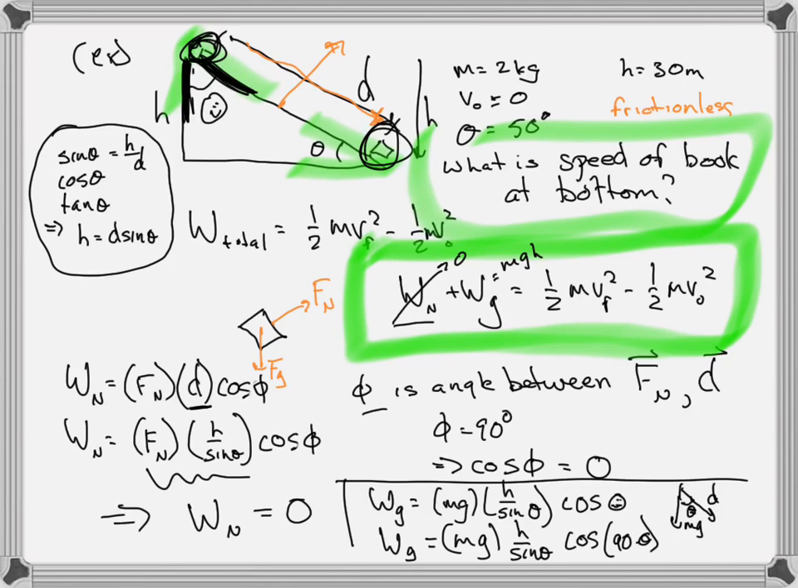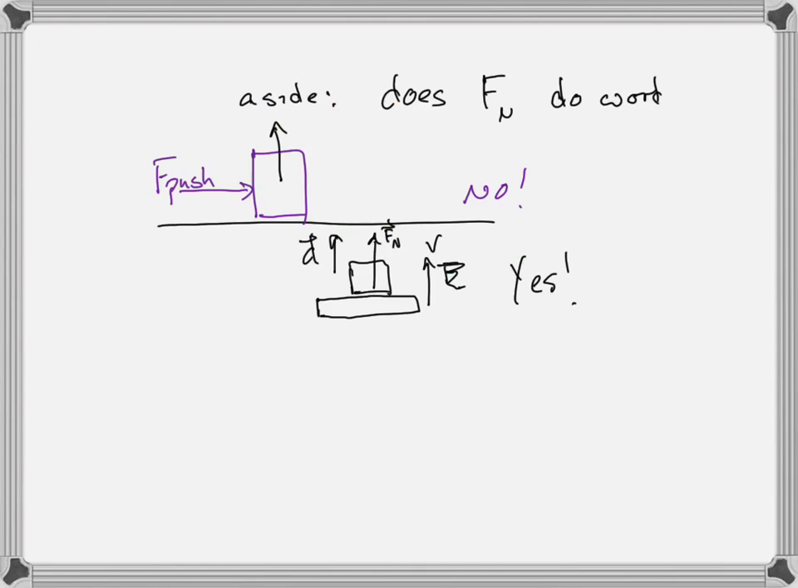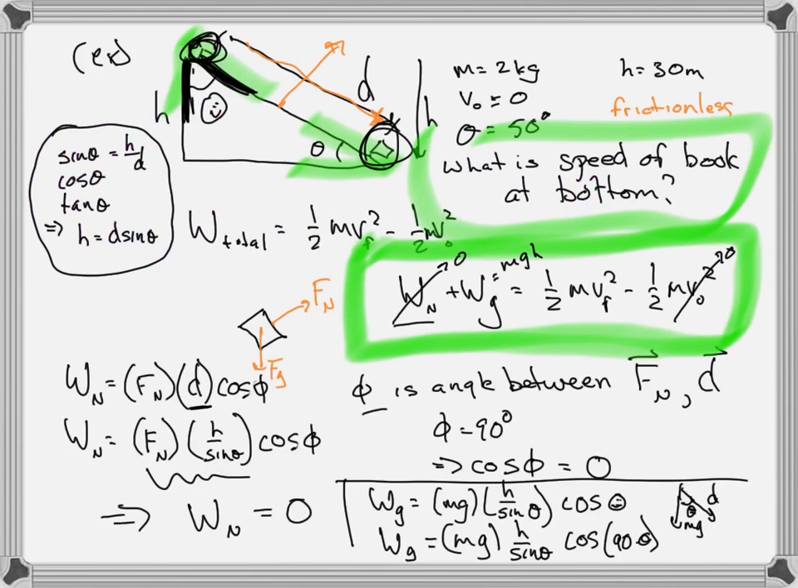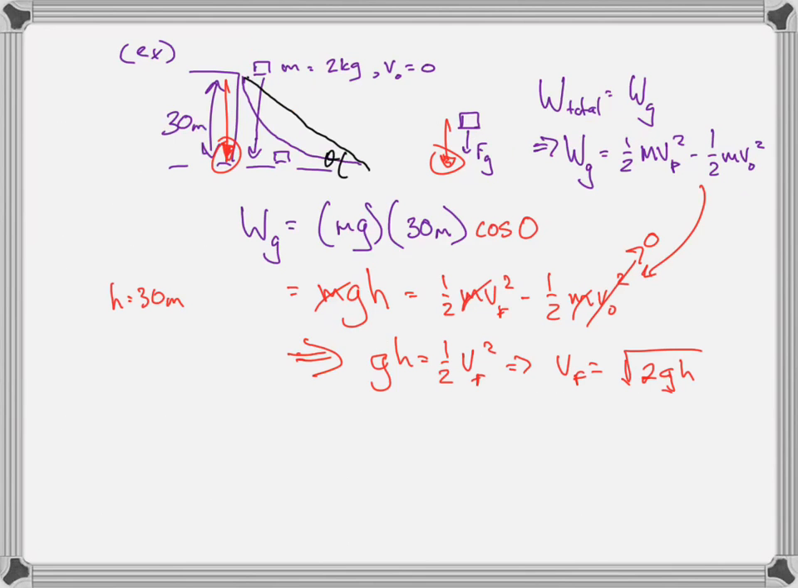So what we end up getting, and since also the initial velocity is 0, that one is 0, what we end up getting is, therefore, mgh is 1/2 mv final squared, and therefore v final, lo and behold, is the square root of 2gh. The speed of the book at the bottom of the ramp is the same as the speed of the book when we dropped it straight down. If it's only under the influence of gravity, and in the case of the ramp, it's under the influence of the normal force, but the normal force does no work.